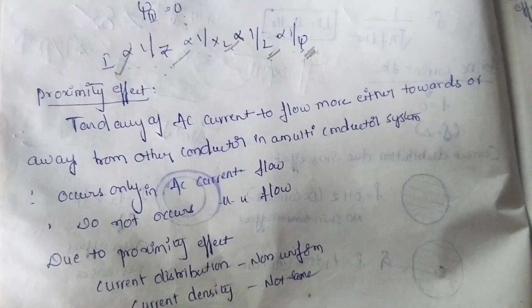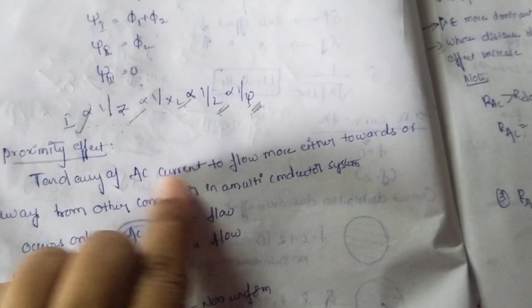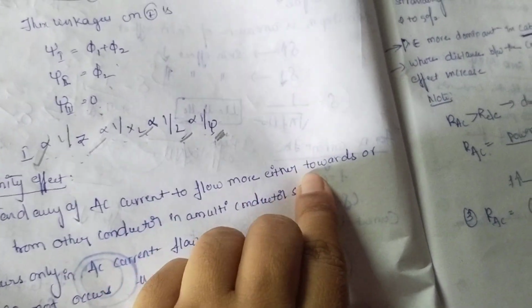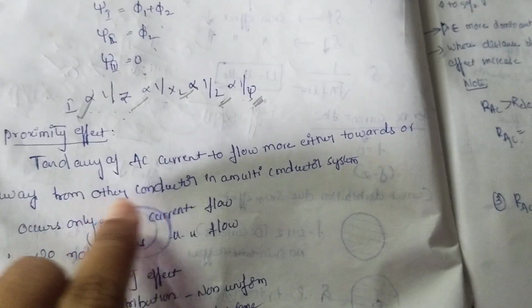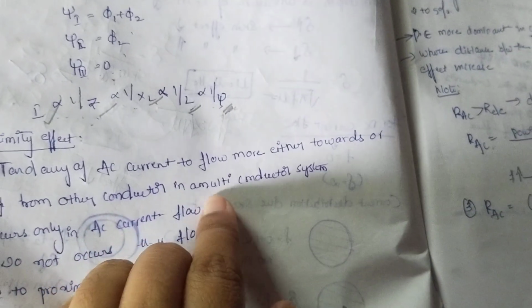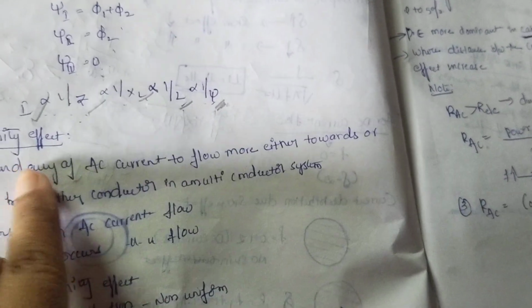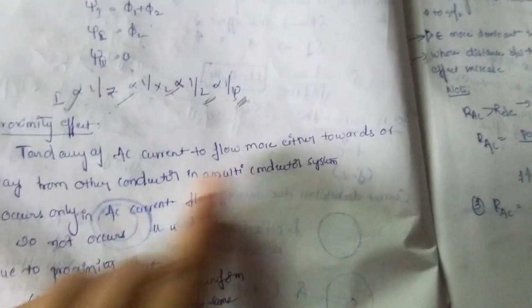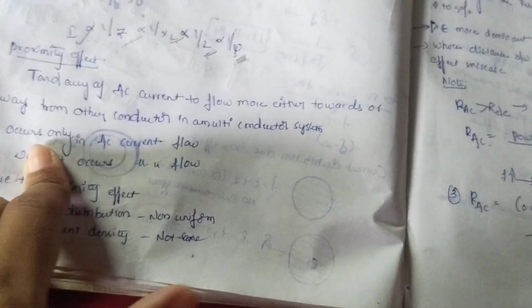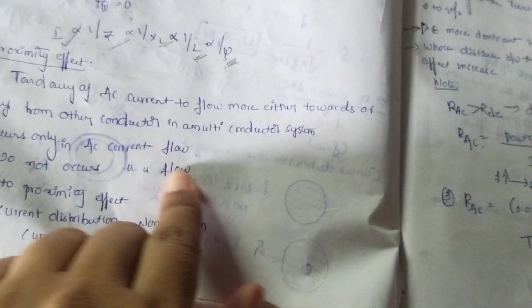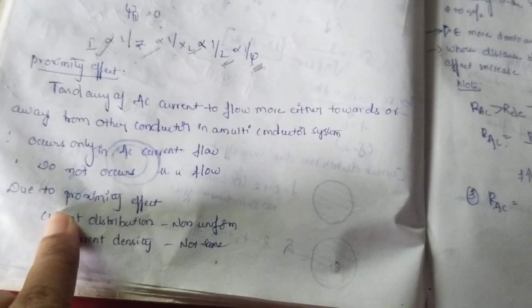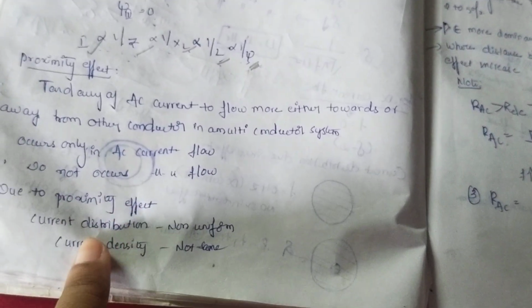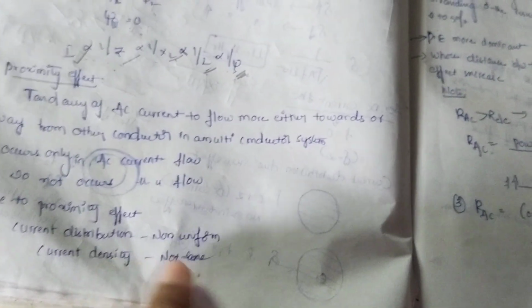So, the tendency of AC current to flow more either towards or away from another conductor in a multi-conductor system. Proximity effect in a multi-conductor system is the same as skin effect: it occurs in AC current flow and does not occur in DC current flow. So due to proximity effect also, current distribution is non-uniform.